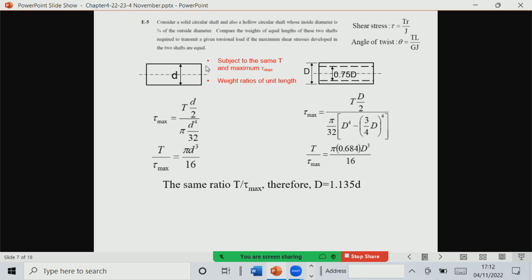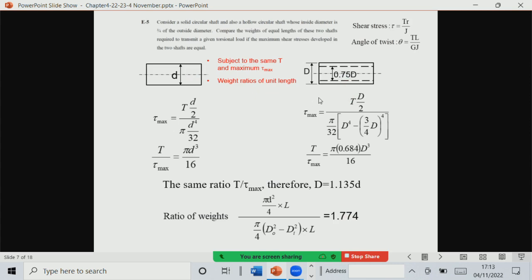Now the problem is asking us to compare the weights of the equal length of these two shafts. So what is the weight? The weight is the cross-sectional area multiplied by the length multiplied by the density. Say both of them are made of the same material, so in that case, the density is the same. So I just need to compare and find the ratio between the two volumes. This is the volume of the solid shaft. This is the volume of the hollow shaft. If I multiply both of them by the same density, I get the weights. I don't need to do that because they're made of the same material. So if I compare the weight of these two, based on this ratio I found, I can say the weight of the left shaft is about 77% more than the weight of the right shaft.